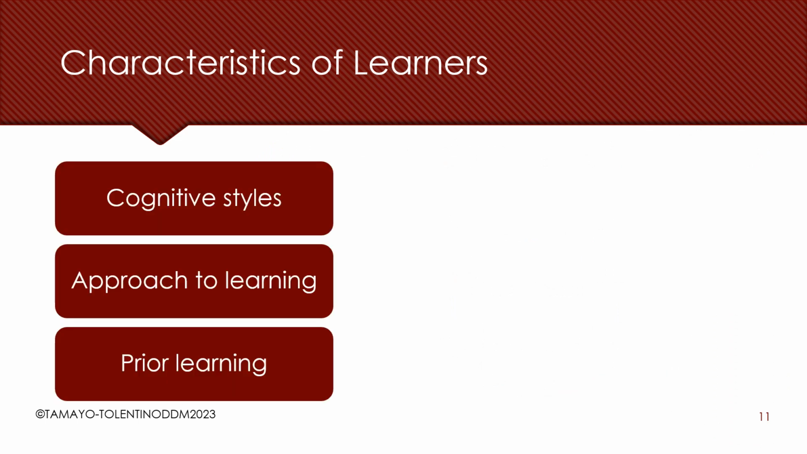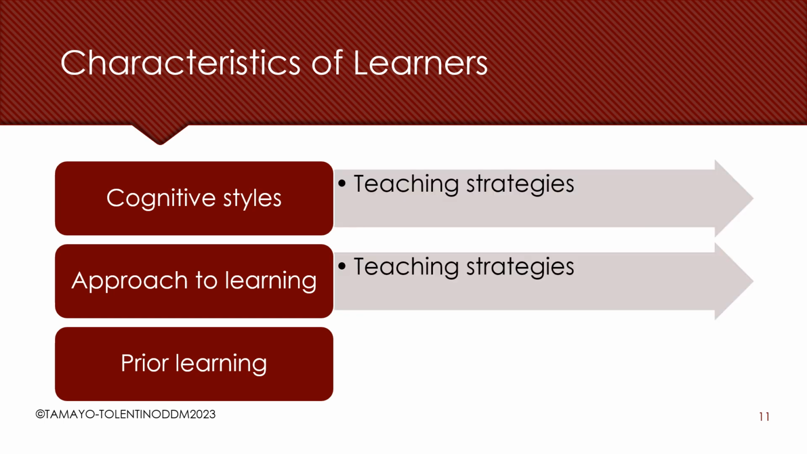So how do these factors directly affect the design of the instruction? For the characteristics of the learners, different cognitive styles and approach to learning require consideration in the choice of our teaching strategies. But it's not just about choosing what's the most appropriate, but ensuring that varied learning activities will be used to provide for these differences. This is supported by one of the OBE principles, which is expanded opportunity.